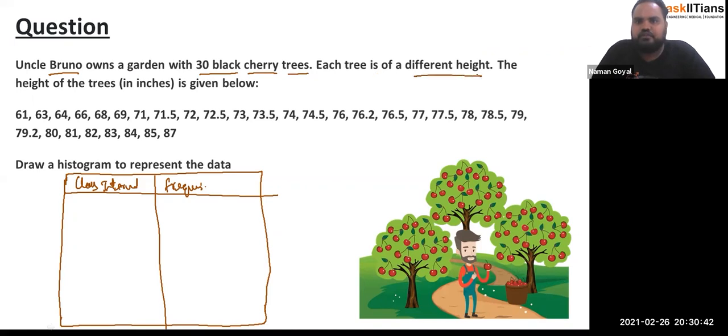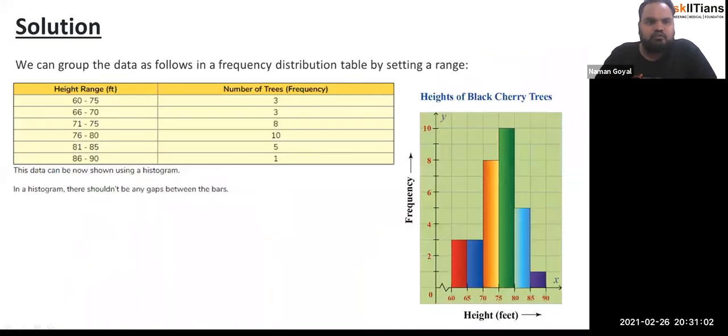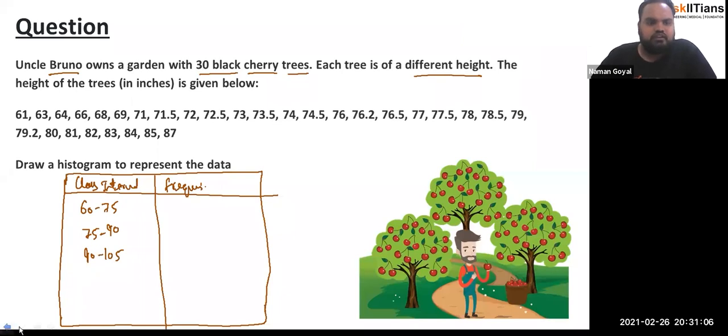So the data is all about Uncle Bruno, who owns a garden with 30 blackberry trees. Each tree is of different height. The height of the trees is given below. Now, first of all, we have to take 60 to 75, then 75 to 90, because the difference between the class intervals will be uniform. Then 90 to 105, or you can take smaller.